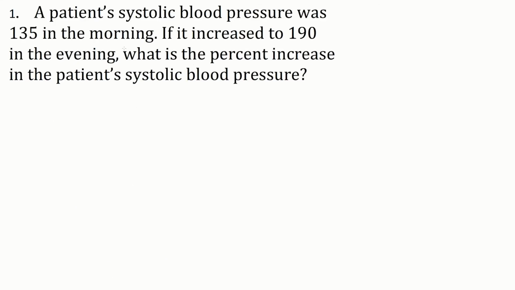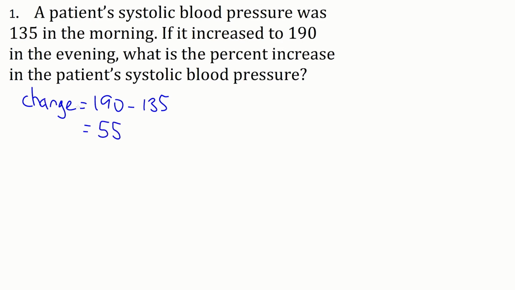Okay, we'll do one example by hand here. A patient's systolic blood pressure was 135 in the morning. If it increased to 190 in the evening, what is the percent increase in the patient's systolic blood pressure? So it went from 135 to 190. So the change is equal to 190 minus 135. And that is a change of 55.